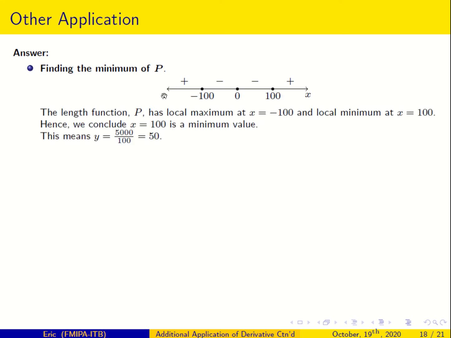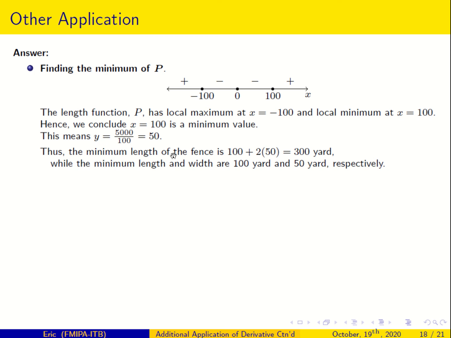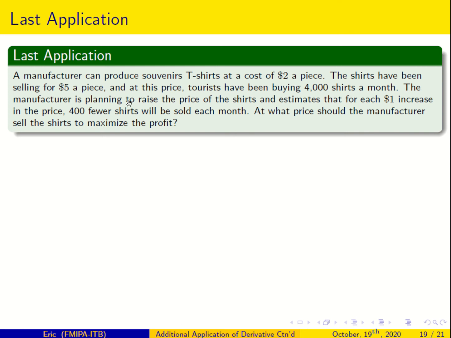So the length function P has a local minimum at x equals 100, and here we conclude that x equal 100 is the minimum value. This means y is this, and thus the minimum length of the fence is 300 yards, while the length and width are 100 and 150 yards respectively. And the last application is this.